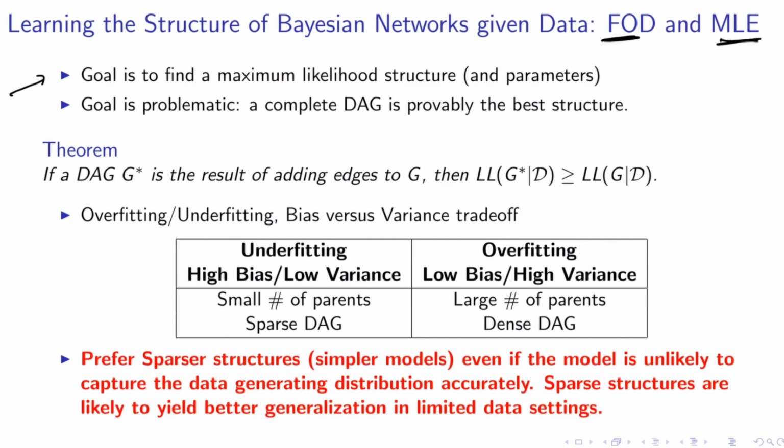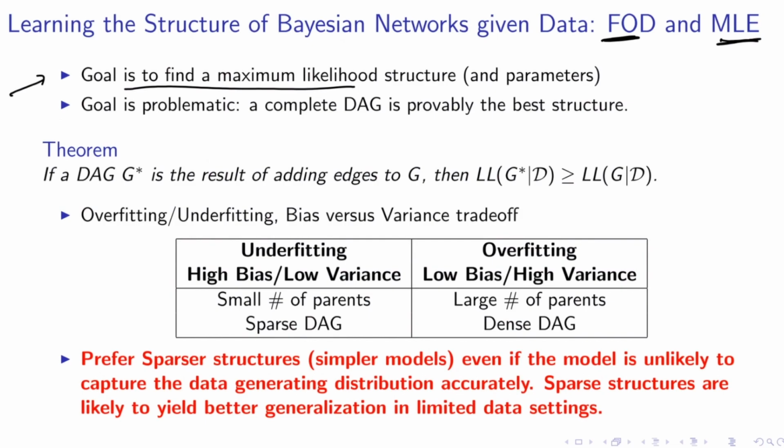Therefore, whenever I say that I want to learn a maximum likelihood structure in the context of Bayesian networks, I want to learn the maximum likelihood directed acyclic graph, the maximum likelihood DAG, and I also want to learn the parameters or the conditional probability tables associated with that DAG. So that's our goal. Unfortunately, this goal is problematic.